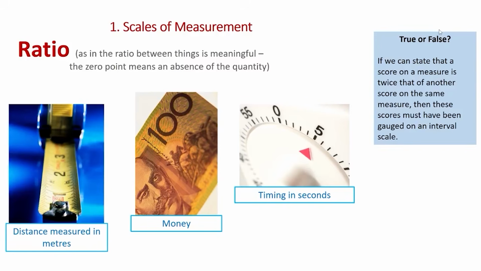Right, true or false? If we can state that the score on a measure is twice that of another score on the same measure, then these scores must have been gauged on an interval scale. True or false? That's false, because they must have been gauged on a ratio scale for that thing to be true. A ratio scale where the 0 point means an absence of whatever you're measuring.